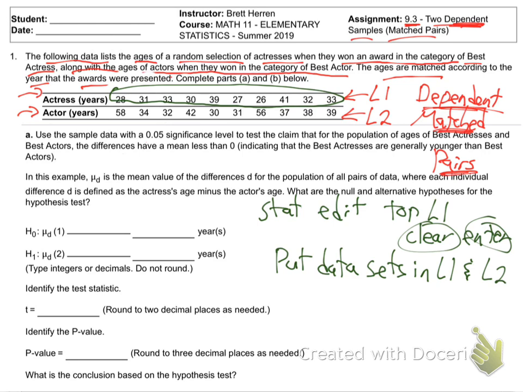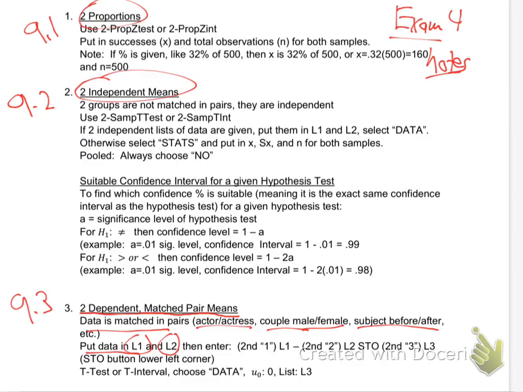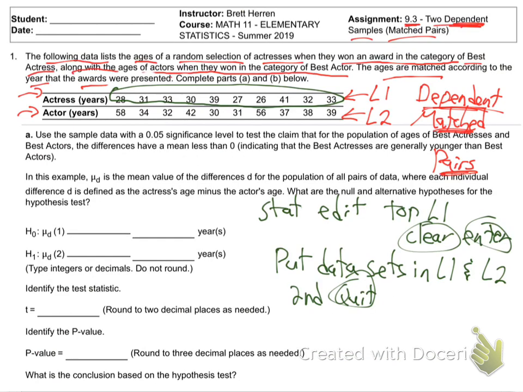Now, after you're done with that, hit second quit. Exit that data screen. So here we are. Put the data in L1 and L2, and then quit out of that. And we're going to put in L1 minus L2 store L3. So that's new. So now what we're going to do, after you quit and you're out of that screen, is go second 1 minus second 2.